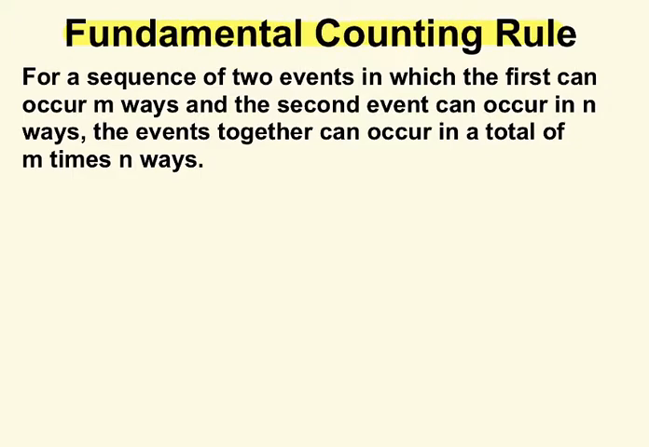The fundamental counting rule for a sequence of two events is when the first event can occur in m ways, the second event can occur in n ways, then the ways that the events can occur together, the first event and then the second, the number of ways that they can occur is m times n. Let's take a look at an example of this.